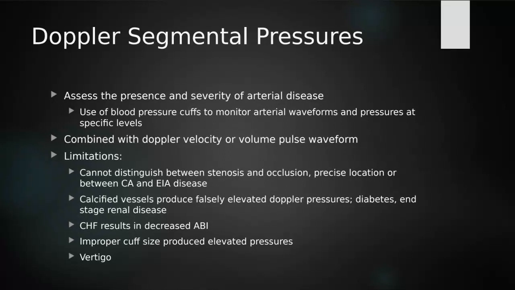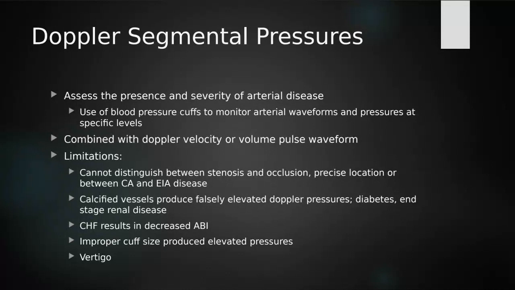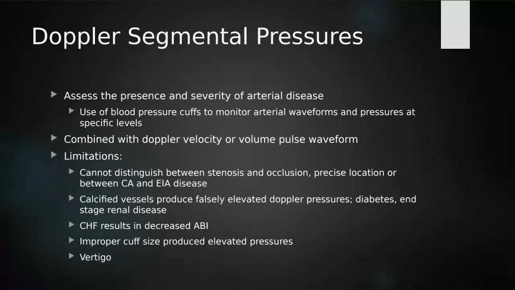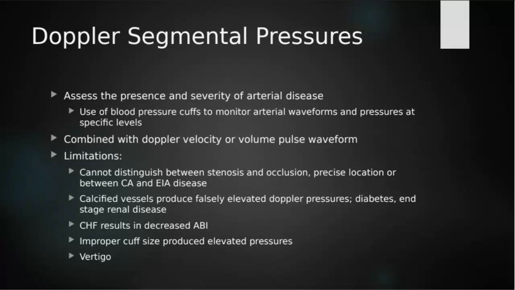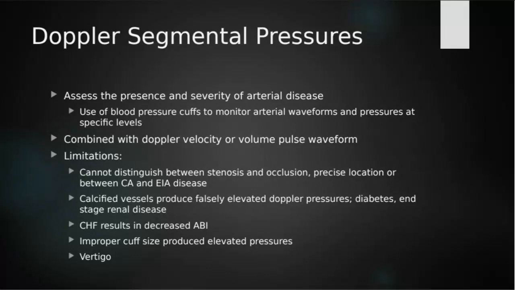Now we're also going to use the Doppler segmental pressures in combination with Doppler velocity or volume pulse waveform. So depending on how a facility performs these segmental pressures, you may use an ultrasound machine to help guide you, but you're usually just going to be using a volume pulse waveform. So we're usually just going to rely on what the waveform looks like on our very basic machine. So some places you're using Doppler velocity with an actual ultrasound image associated with it, but usually we're doing these without an associated ultrasound visual.